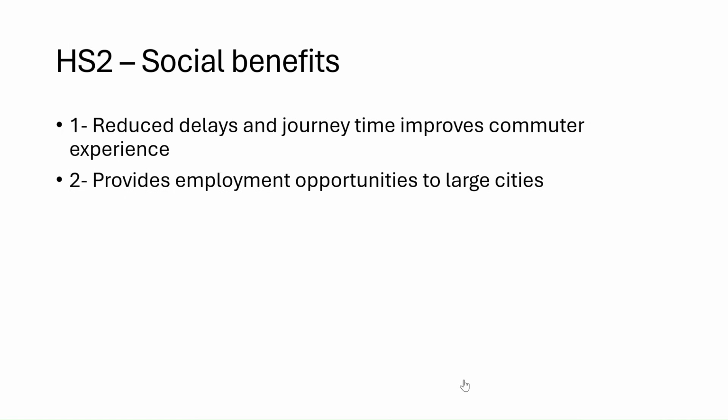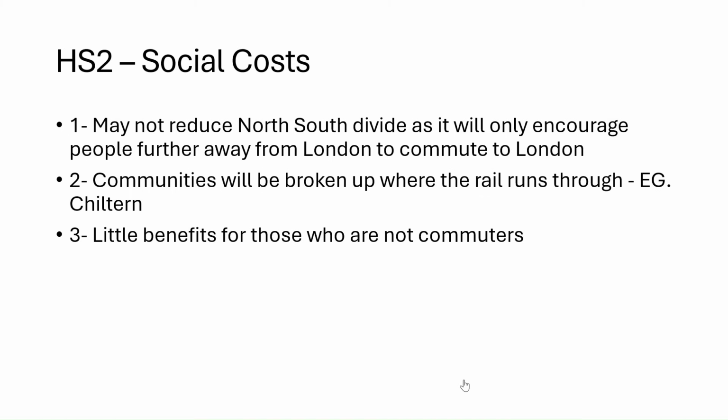But social benefits: reduced delays and journey times for commuters, and it provides employment opportunities in larger cities. So if people lived in a deprived region, they perhaps have more access to jobs. So this will actually help regeneration. And social costs, it may not reduce the north-south divide, as it only encourages people further away from London to commute to London. And communities will be broken up with the rail running through areas like Chiltern, and there'll be little benefit to those who are not commuters.